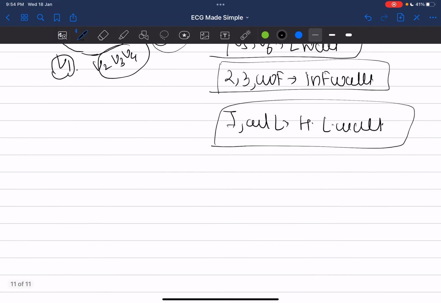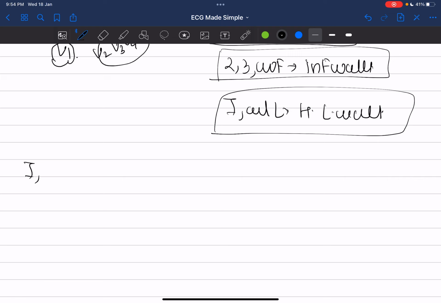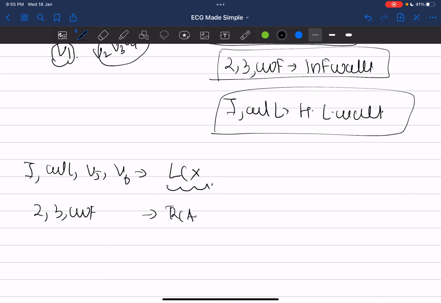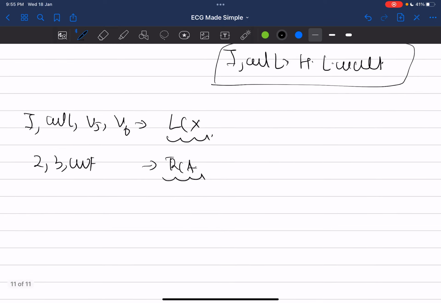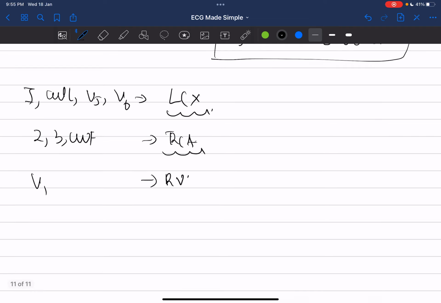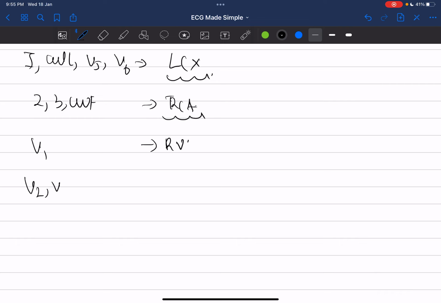You start reading from 1, AVL, V5, V6. You know this is a lateral wall MI, the LCX territory. Then you look at 2, 3, AVF. This is the inferior wall, the RCA territory. There's definitely overlap, but this is a simplified version. Then look at V1, the RV part. Then you look at V2 to V4. This is the LAD territory.